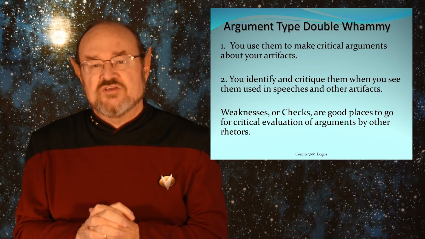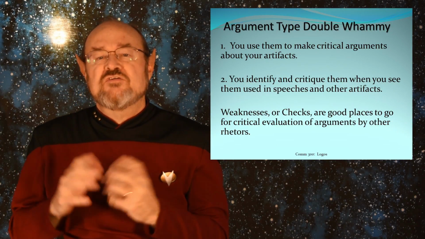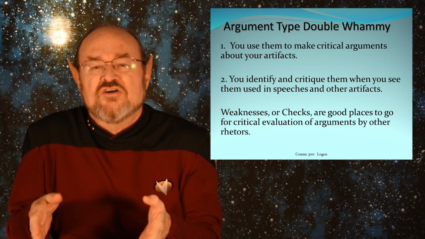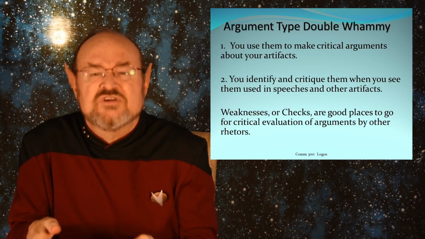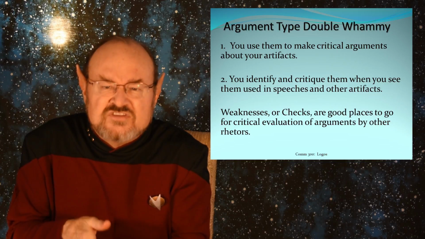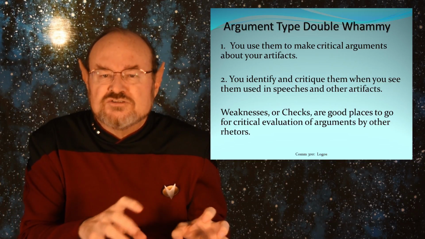Let's talk about the primary types of arguments. Here's the deal on the types of arguments. We're revisiting this. The first time it was about how do you make arguments about a text? How do you do criticism? You go in and you look for examples, and then you pull those out and you make a larger claim, right?